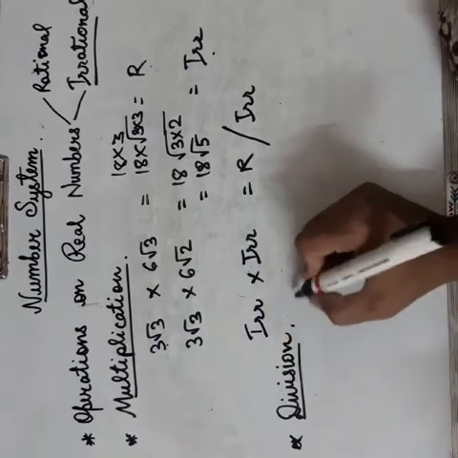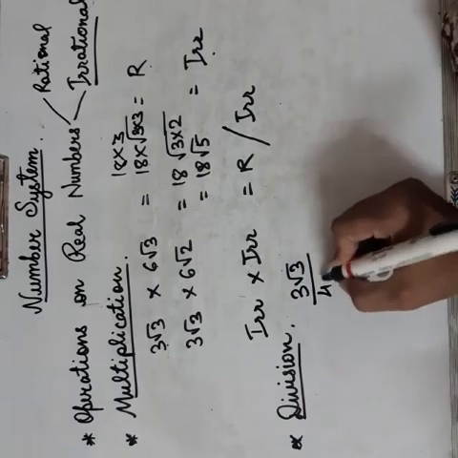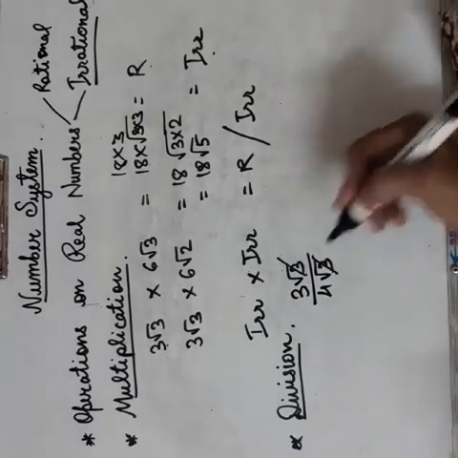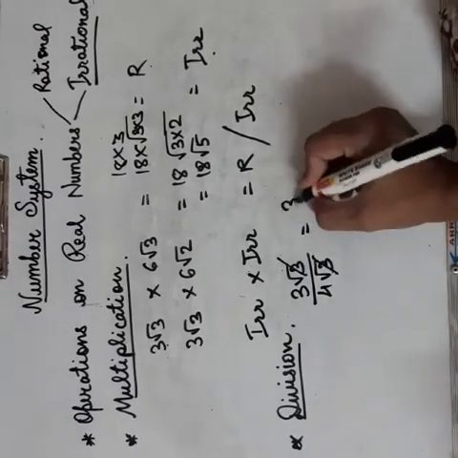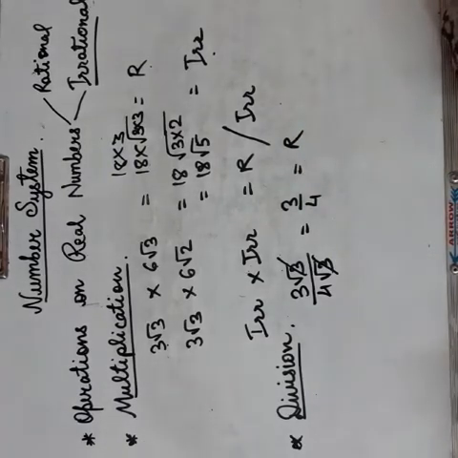For division, if we are dividing 3 root 3 upon 4 root 3, 3 root 3 is an irrational number, and 4 root 3 is also an irrational number, and when we are dividing it, this root 3 gets cancelled, and your answer is 3 by 4, which is a rational number in the form of p by q.